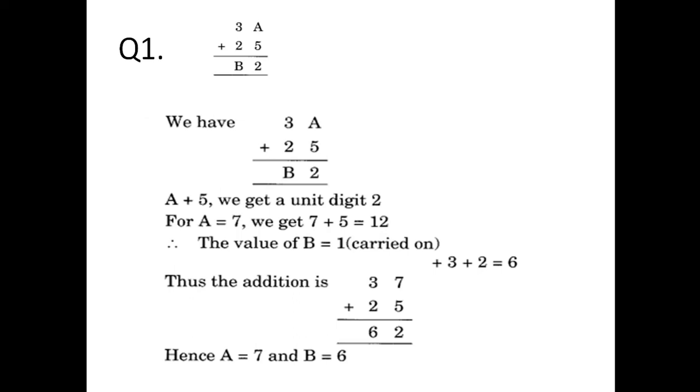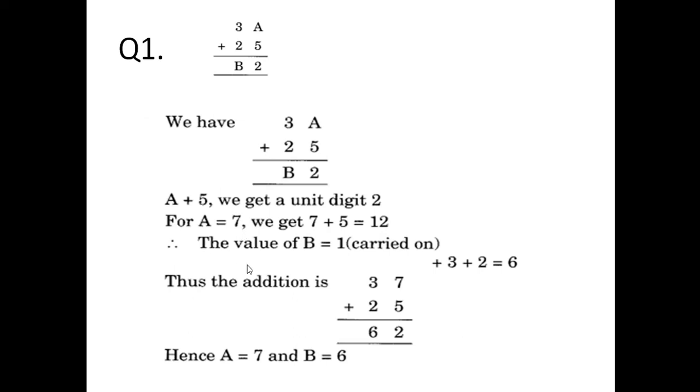So what can be the value of a? A plus 5 we get unit digit 2. From here we are writing a plus 5. So it is an addition problem. We know a plus 5 will give unit digit 2. So by this we find that a equals 7. So 7 plus 5 equals 12.